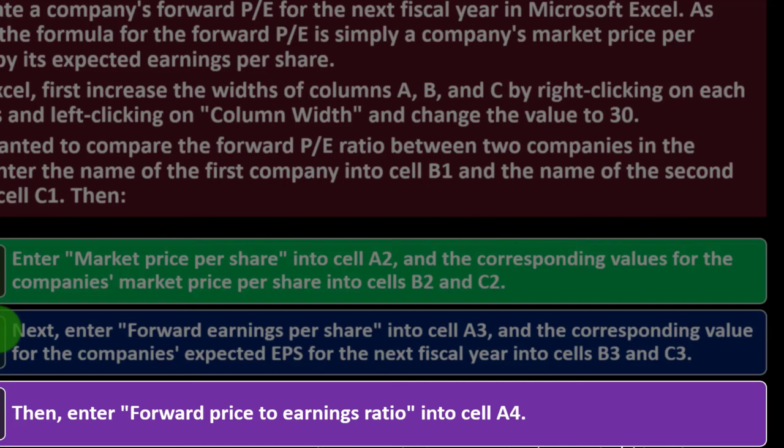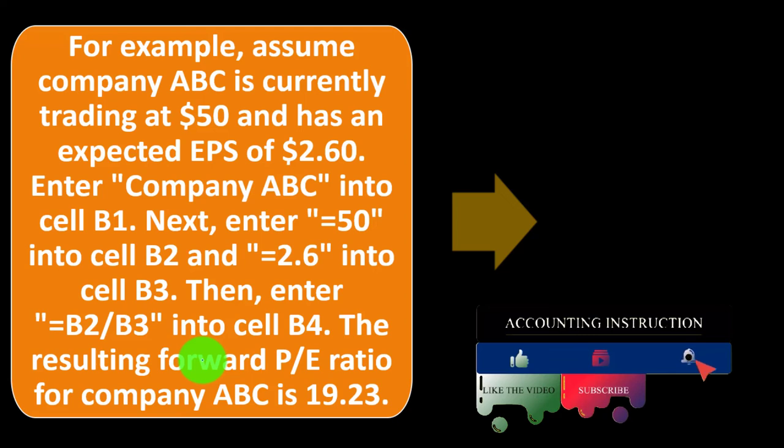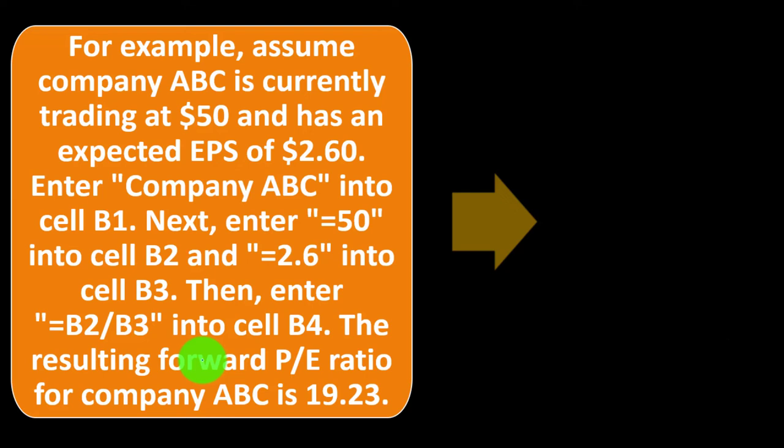And then enter forward price and earnings ratio into cell A4. For example, assume company ABC is currently trading at $50 and has an expected earnings per share, EPS, of $2.60. Enter company ABC into cell B1. Next, enter 50 into cell B2 and 2.6 into cell B3, then enter =B2/B3 into cell B4. The resulting forward PE ratio for company ABC is 19.23.